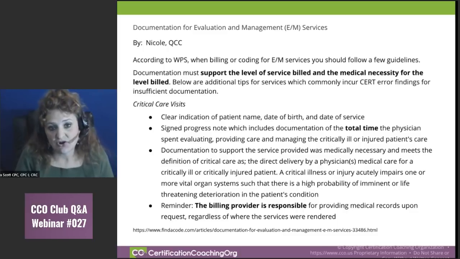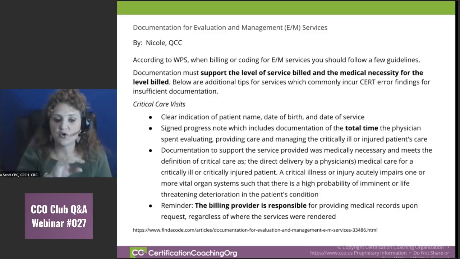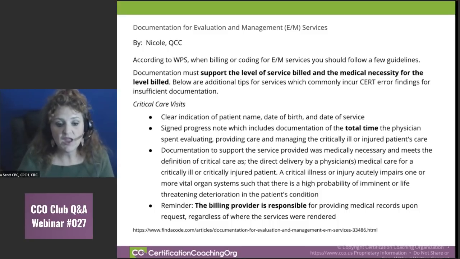This was a fabulous article I found, and it came from Find a Code. It was by Nicole, and I do have Find a Code up, and I'm going to show you how to reference it because it specifically stated that if we wanted to share that, we had to show the entire article. But the components of the article that I wanted to show were only a third of it. So we did give a link, and it talks about more than just critical care, but the components that they said about critical care were excellent, and I wanted you to see it.